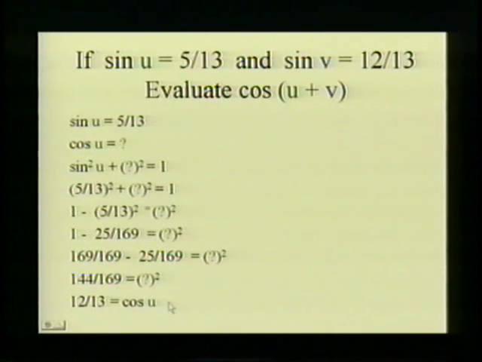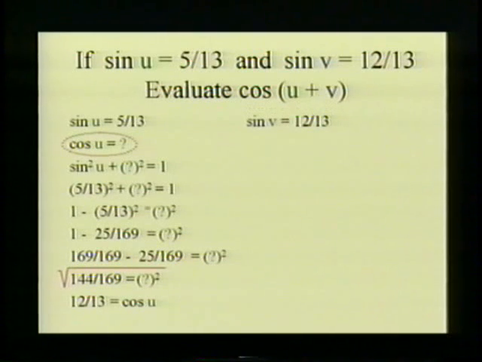Now, where did I get that? What I wanted to know was the cosine of u. What I did was I took the square root of this, and the square root of what I want to know. So I know the square root of 144/169 is nicely 12/13. Okay? Now, I still have one more to find. I know the sine of v, it's going to work the exact same way. The sine of v is 12/13.